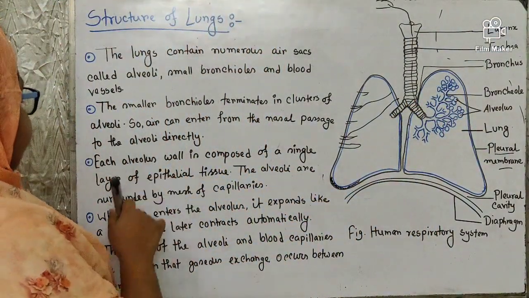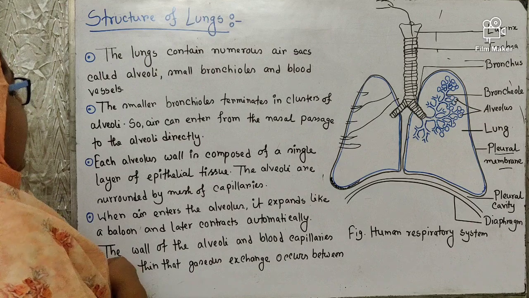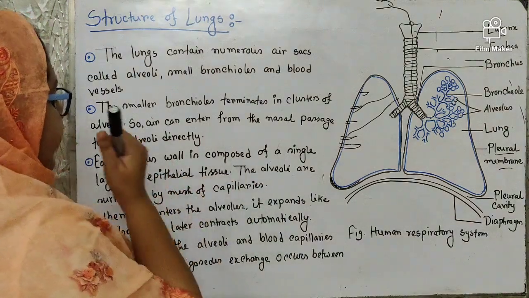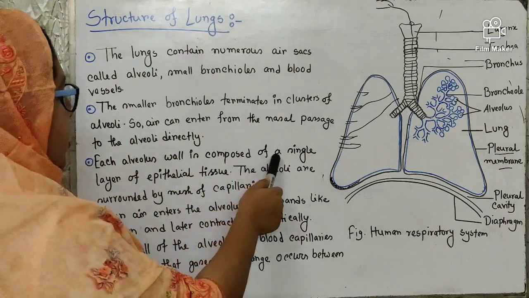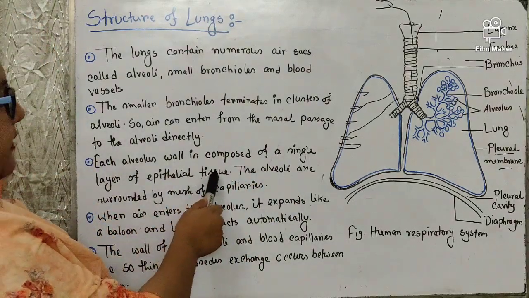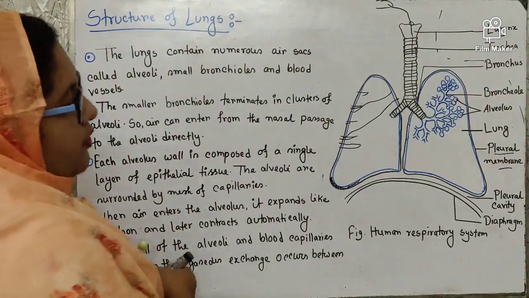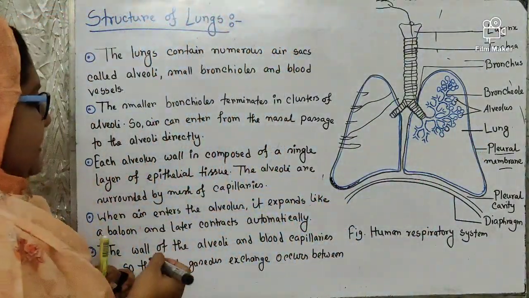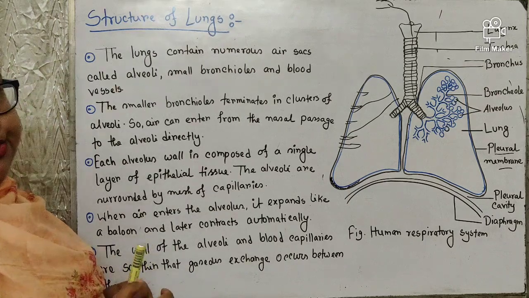Okay. Then each alveolus wall is composed of a single layer of epithelial tissue. The wall of the alveolus is composed of a single layer of epithelial tissue.